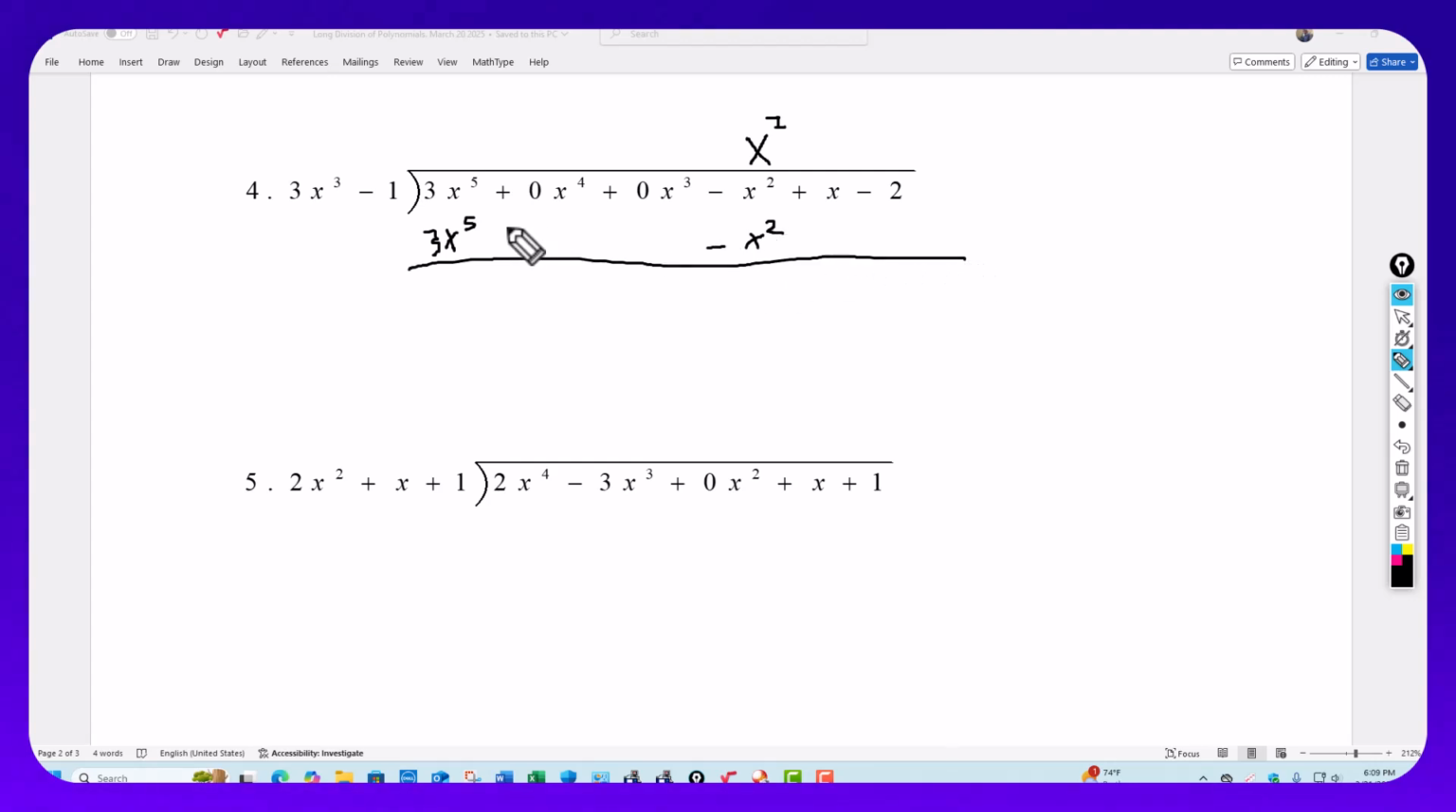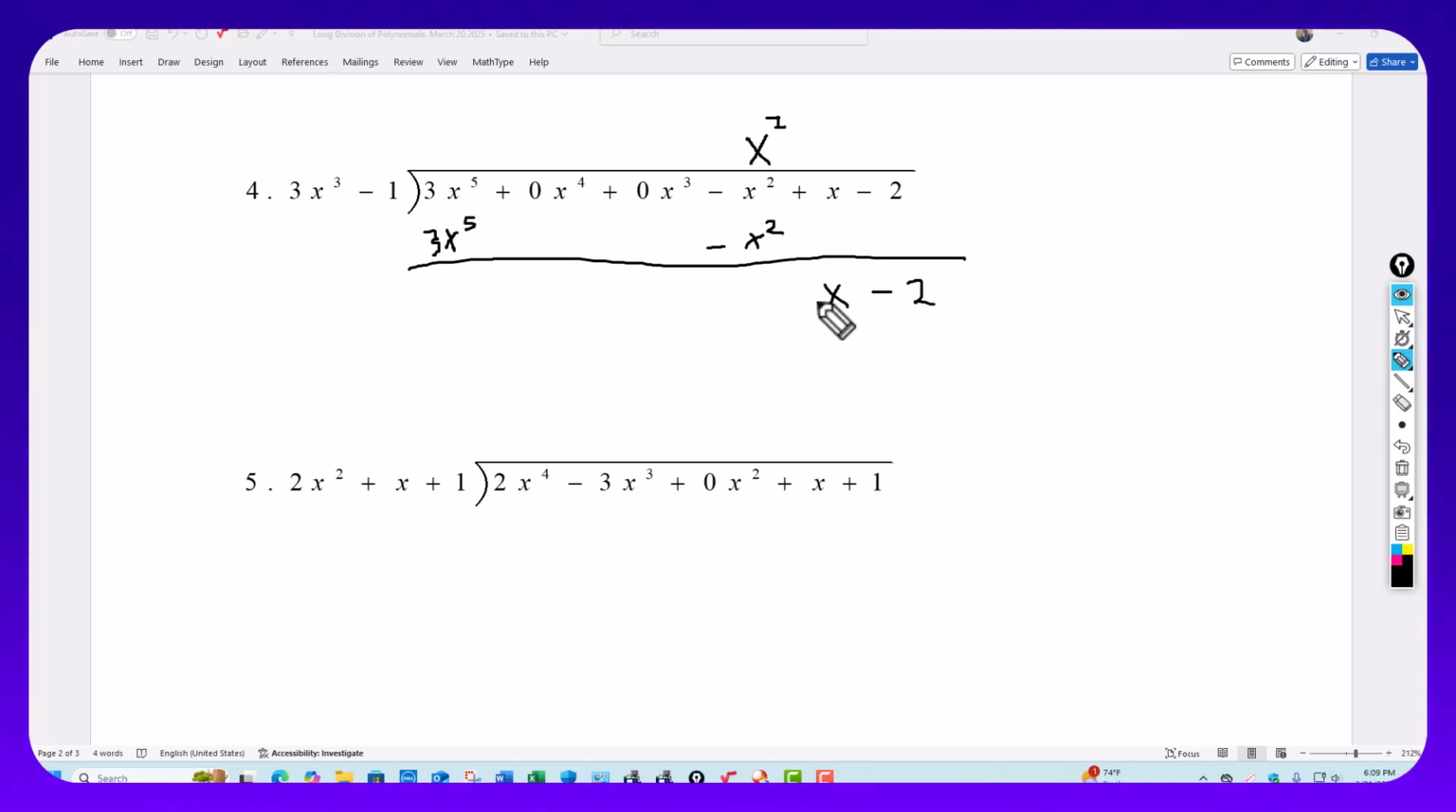And then we subtract. 3x to the third minus 3x to the fifth, that goes to 0 here. And this is 0 minus 0 for the next one, so that's going to be 0. And then minus x squared, subtract the minus x squared, that goes to 0. And then we have 0 from x is x. 0 from minus 2 is minus 2.